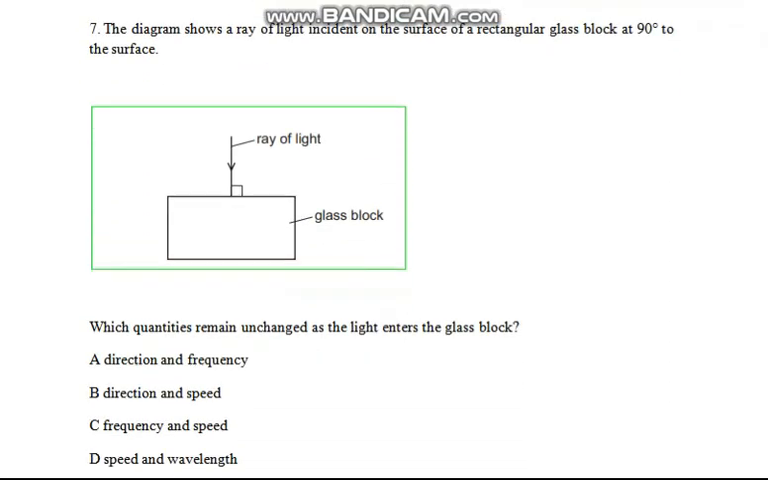Seventh question, the diagram shows a ray of light incident on the surface of a rectangular glass block at 90° to the surface. This is the glass block, this is the ray of light. Which quantities remain unchanged as the light enters the glass block? Since it is incident normally, direction will not change. So that is one case.